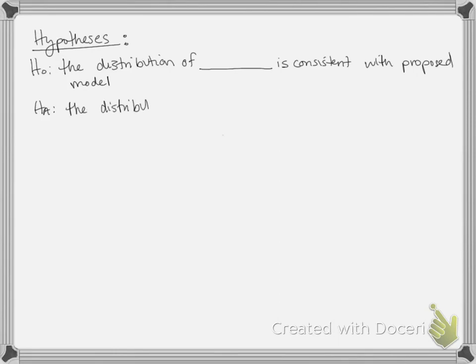The distribution of blank, favorite ice cream flavor, is, and then we just negate it, not consistent with the proposed model. And then, again, this is a chapter where it'll be really beneficial for you to watch the calculator videos in the previous learning materials.